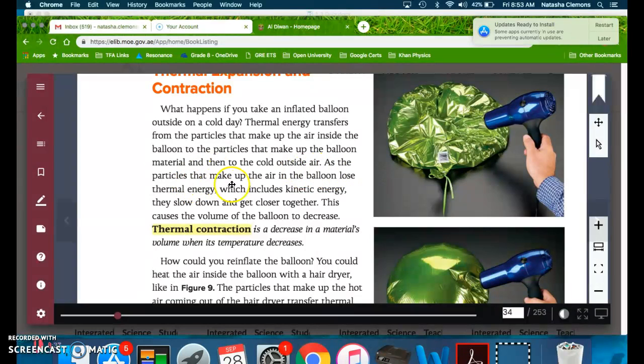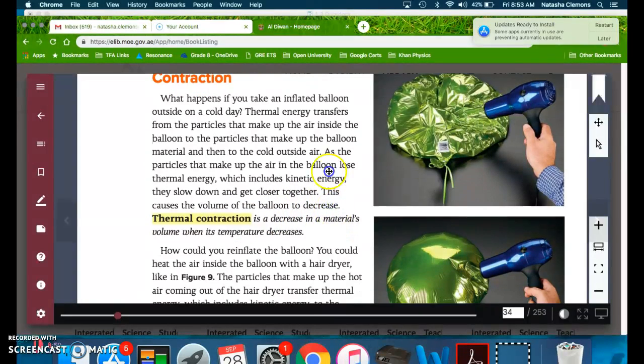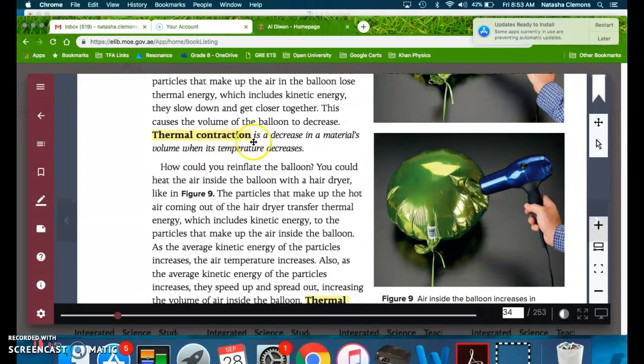As the particles that make up the air in the balloon lose thermal energy, which includes kinetic energy, they slow down and get closer together. This causes the volume of the balloon to decrease. Thermal contraction is a decrease in a material's volume when its temperature decreases. Decrease means goes down.